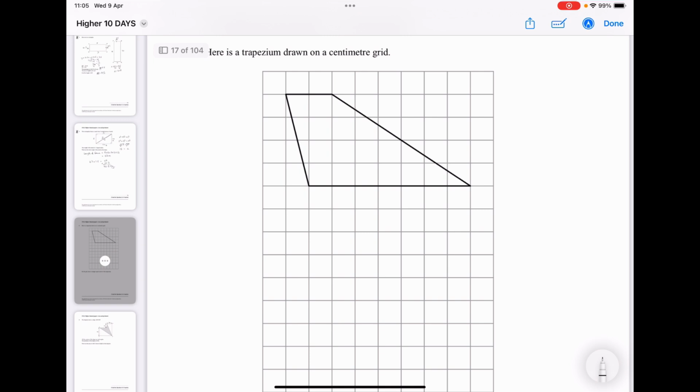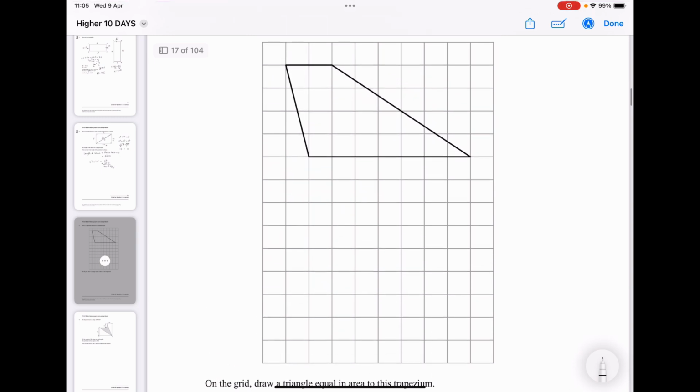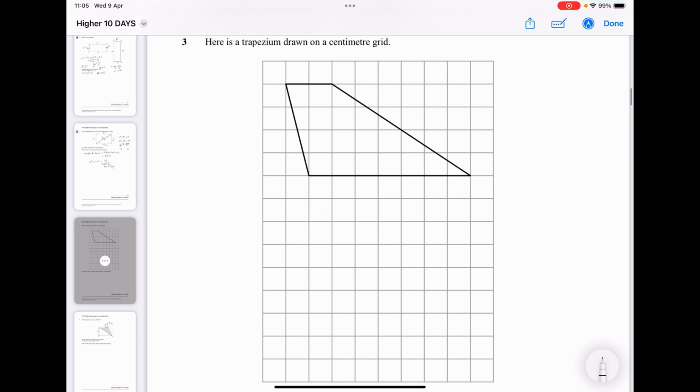Right, here we go. Here's a trapezium drawn on a centimetre grid. On the grid, draw a triangle equal in area to this trapezium. It's maybe worth remembering the area of a trapezium. You could work this out with squares, but the area of a trapezium is half A plus B times the height. A and B are the parallel sides, and the height is the perpendicular height to those two parallel sides, which in this case is 4.